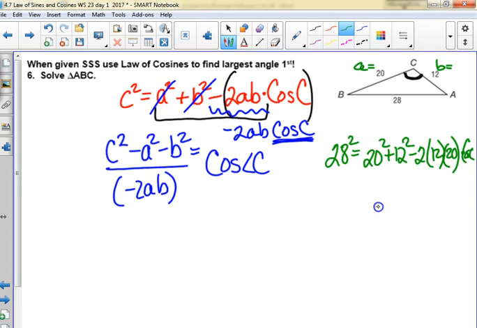All right. This is what I do. I do 28 squared minus 20 squared minus 12 squared equals negative 2 times 12 times 20 times the cosine of C. Then I find this answer.